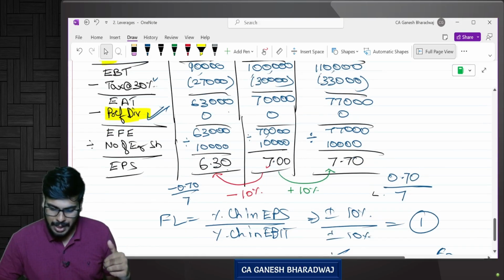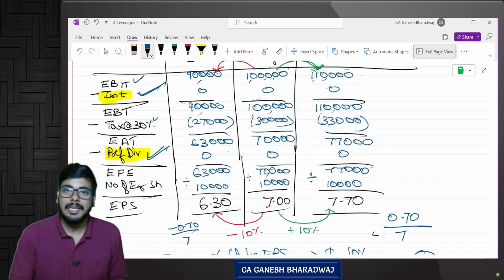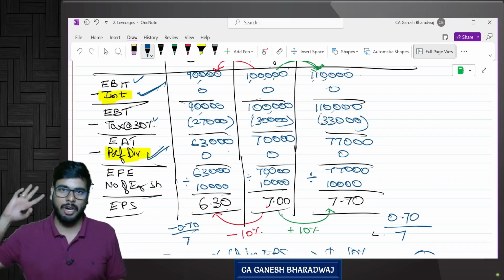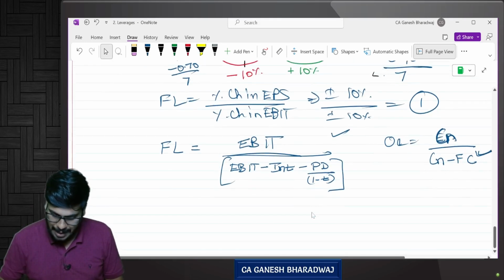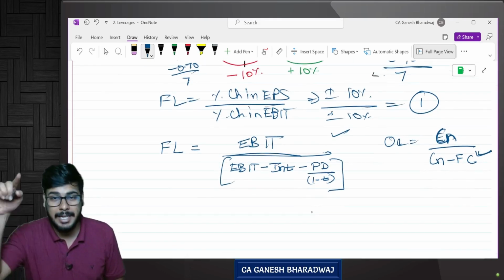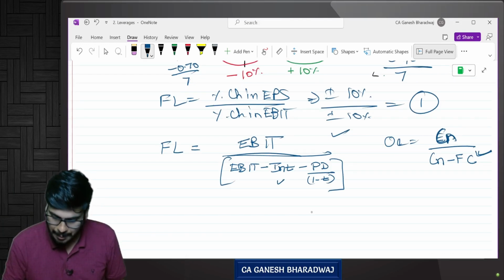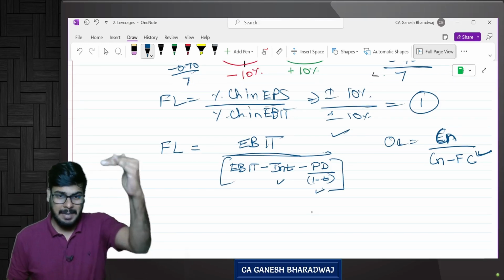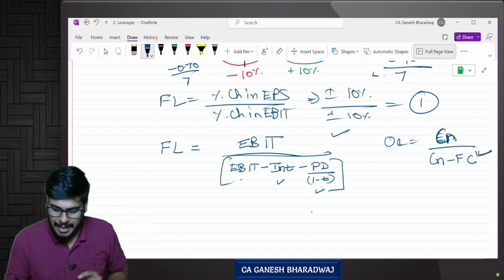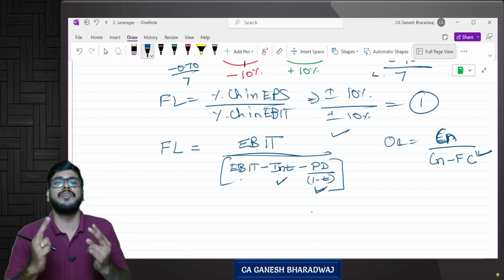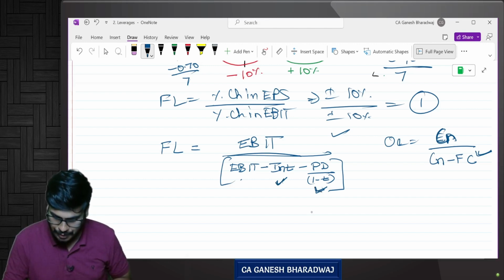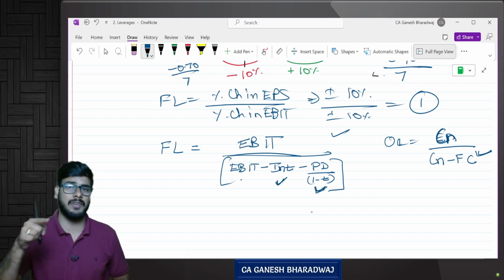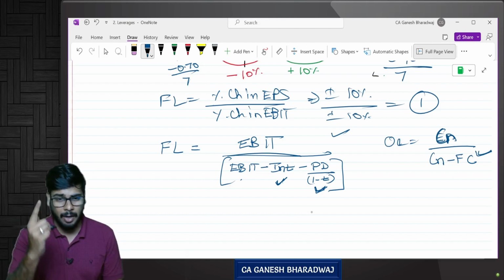It is going to be EBIT divided by EBIT minus the two fixed financial costs. Are you clear with this? That is EBIT divided by EBIT minus interest minus preference dividend by 1 minus T. Are you clear with this? That is EBIT divided by EBIT minus the two fixed financial costs. Only because of the two fixed financial costs you are having this leverage, financial leverage, correct or not? Yes. Now I can hear your doubt.